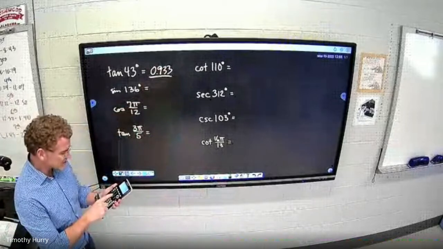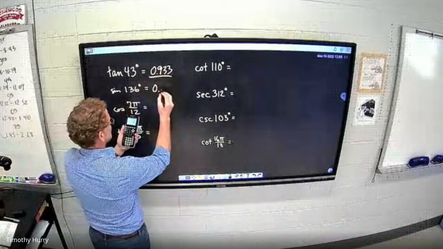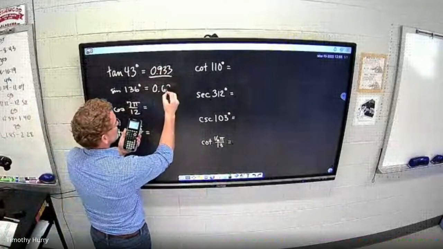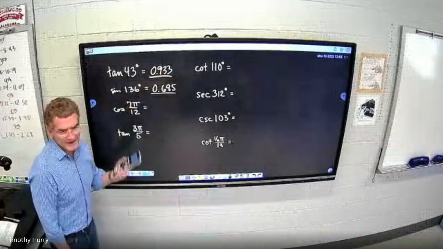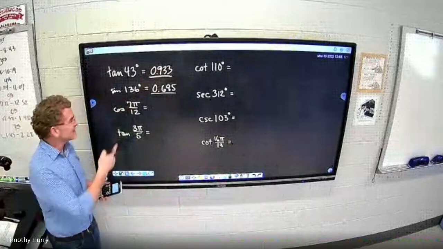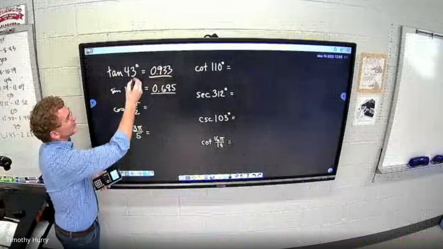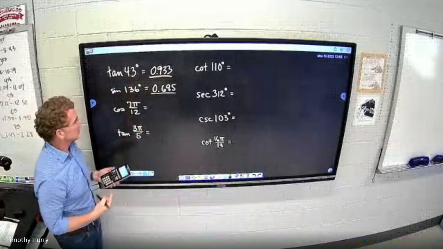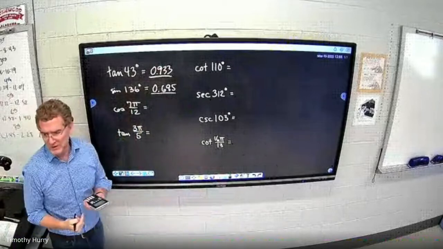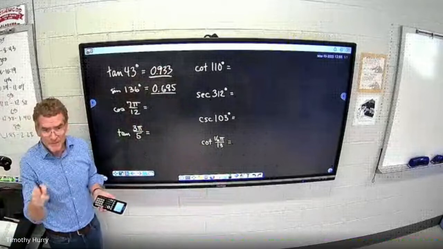Sine of 136 shouldn't be a big deal, right? Type that in there. 0.695, rounded to 3 decimal places. Now, what about that? First of all, that is not a degree measure, is it? You see a pi, and you don't see the little degree bubble. So even if that was something like 5.72, you would have to go, well, there's no degree bubble, it must be radians. It's the degree bubble that lets you know.